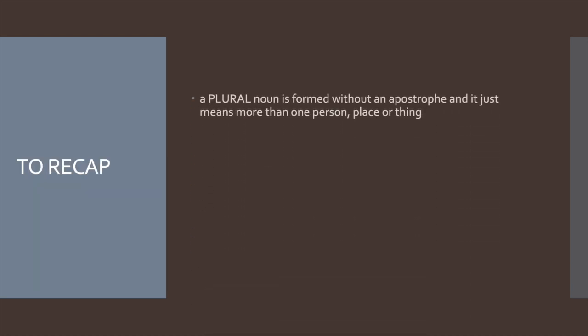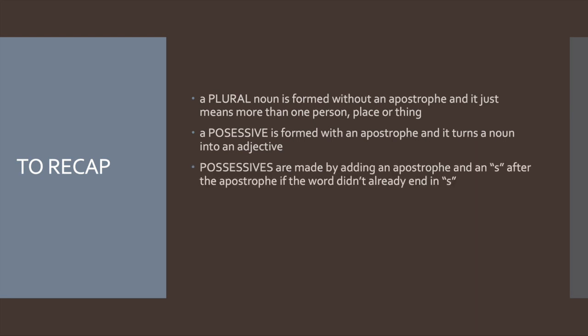So a quick recap. A plural noun is formed without an apostrophe, and it just means more than one person, place, or thing. It's a plural noun, right? However, a possessive is formed with an apostrophe, and it turns that noun into an adjective. Possessives are made by adding an apostrophe and an S after that apostrophe if the word doesn't already end in an S.